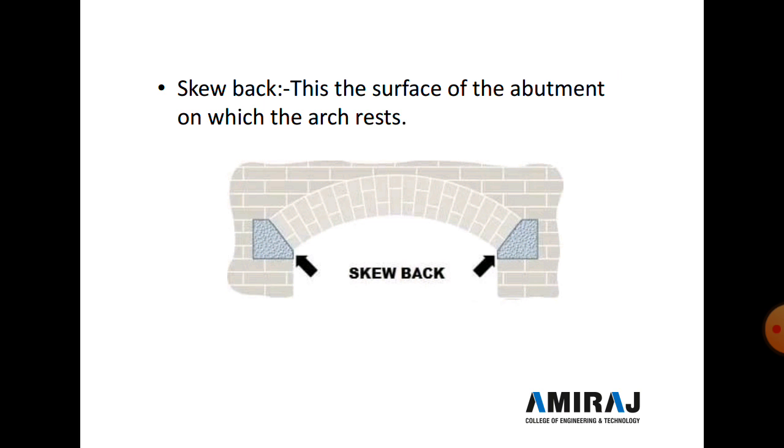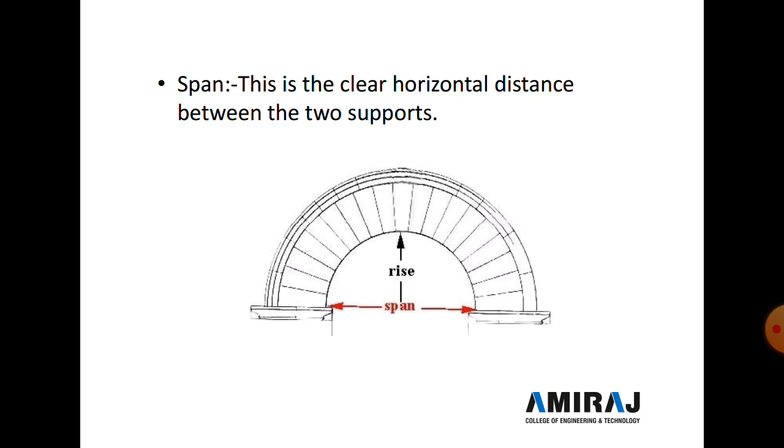Now next is the skewback. The skewback is the surface of the abutment on which the arch is raised. All the loads are transferred onto the skewback and from the skewback to the wall. Here the skewback is provided at the starting of the curvature of the arch.